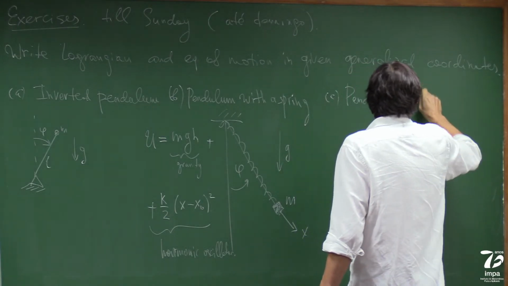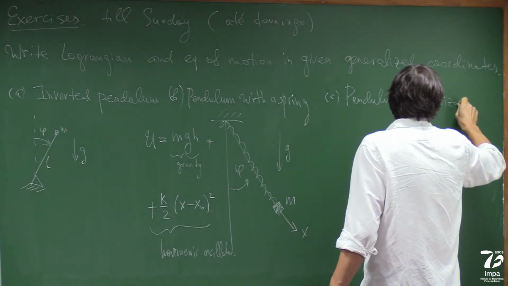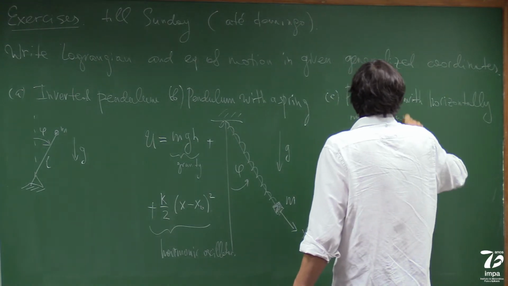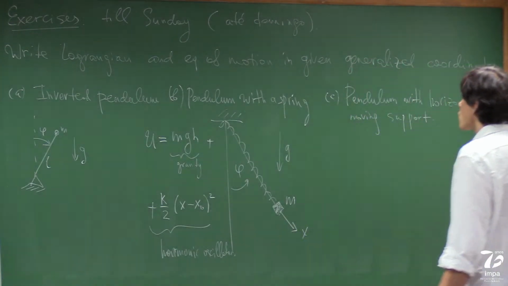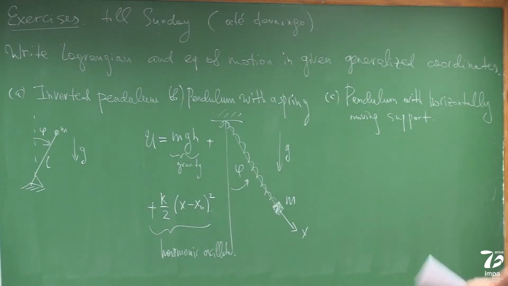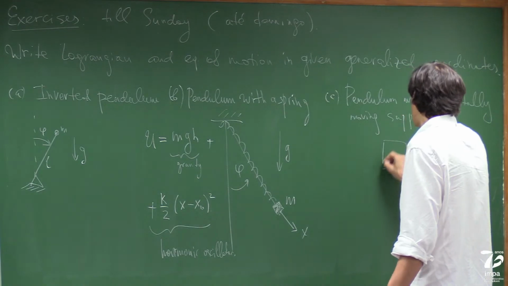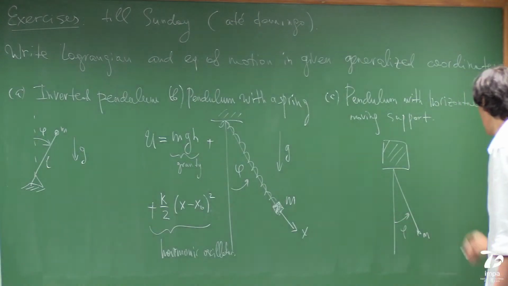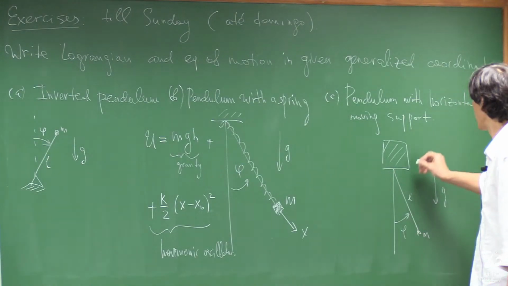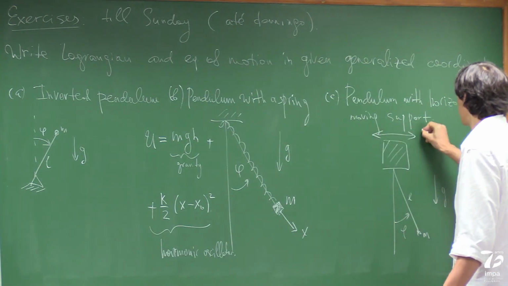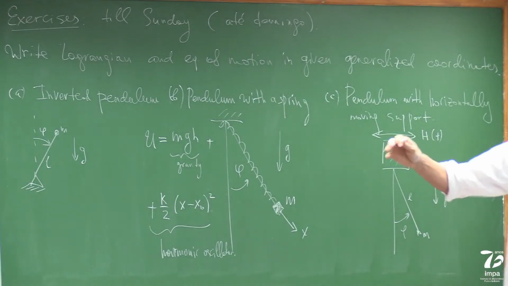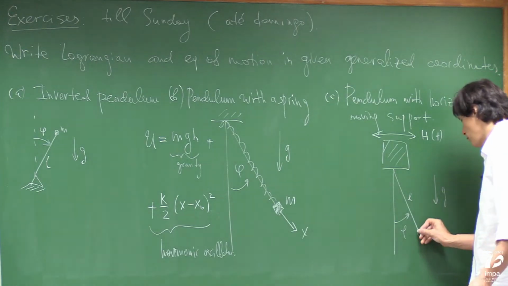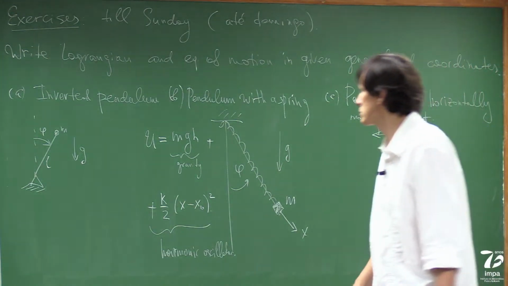with horizontally moving support. So what it is, it's the same pendulum that we considered. Same angle as a generalized coordinate, gravity, length L. But now what we assume is that it moves horizontally with a certain law. So you move the support, and then the question is, what is the motion of the mass? So what is the equation of motion for the mass?